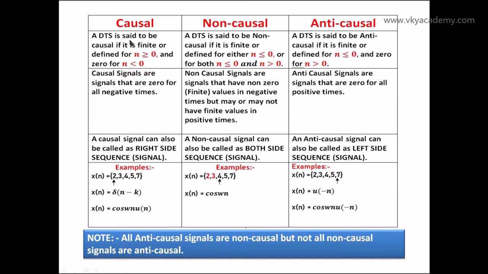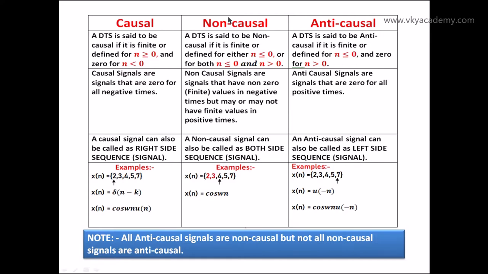So a discrete time signal is said to be causal if it is finite or defined for n greater than or equal to 0 and is 0 for n less than 0. That means a discrete time signal which has some value, or some amplitude, or some samples for n greater than or equal to 0, and doesn't have any value for n less than 0, then only I can say that the signal is a causal signal.